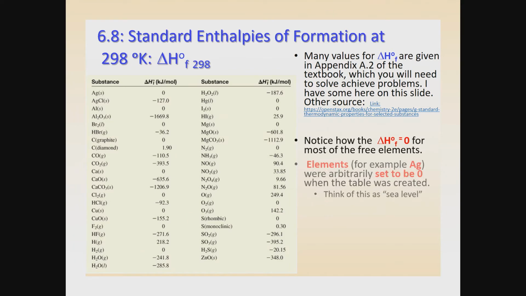So for example, we have an element here that I've boxed in red, and the element is silver. You can see there is a value for the standard enthalpy change of formation of silver in the solid state, and that value is 0. What chemists have decided to do is make the enthalpy change for the formation of elements always 0, so that we can compare the enthalpy changes for compounds to them.